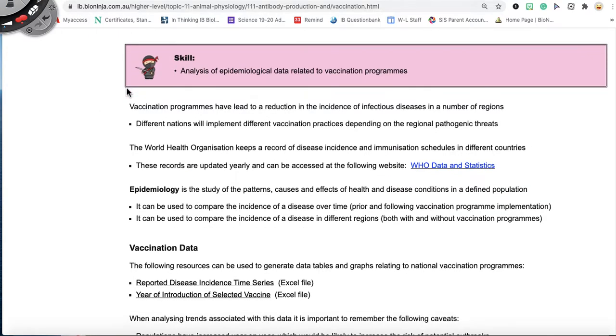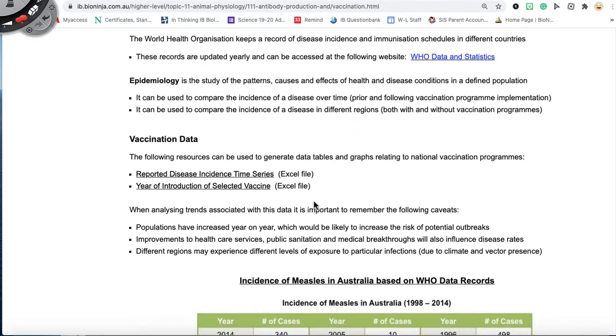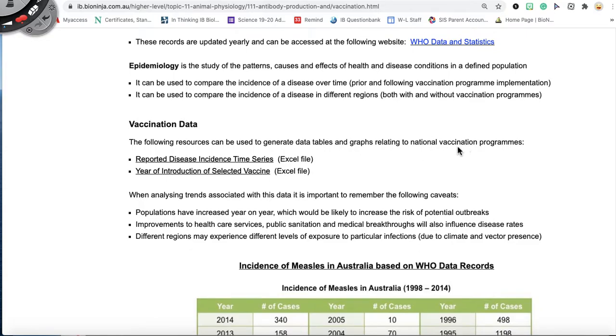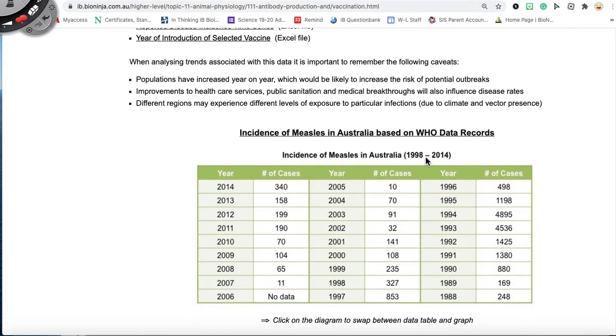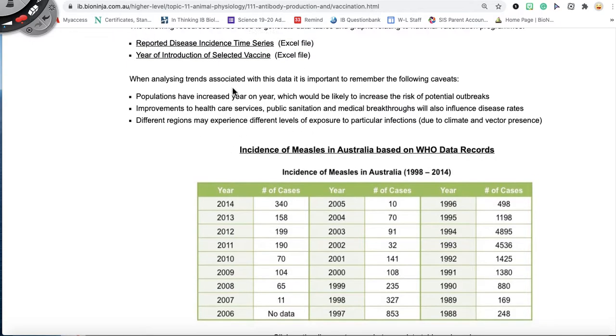Here's also some vaccination data in Excel format, and it shows you data tables and graphs of the different national vaccination programs. And here is just an example of a data table that shows you the incidence of measles in Australia based on the WHO data records. For an IA or database analysis, science fair investigation, you can take these data tables and analyze them and see if you can find trends with these different diseases.